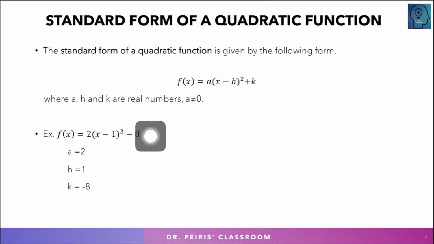And this is an example of a quadratic function: 2 times (x minus 1) squared minus 8. If we compare this with the standard form, we see that a is equal to 2, h is equal to 1, and k is equal to negative 8. One thing to remember: the h has a negative sign and the k has a positive sign. So it must be remembered when we obtain the values for h and k. We need to compare to the signs in the given standard form.